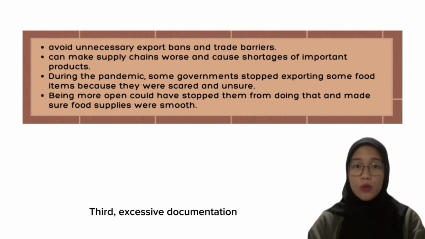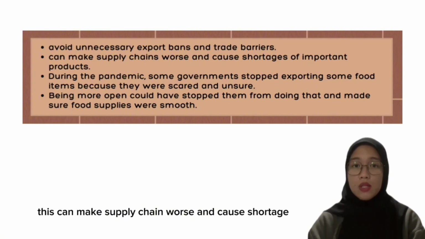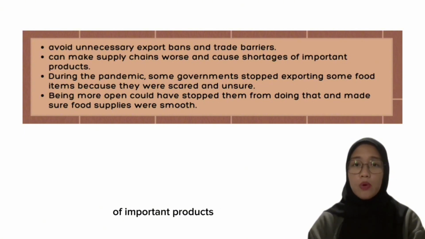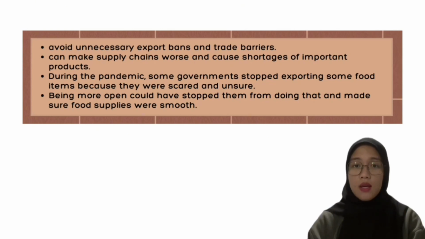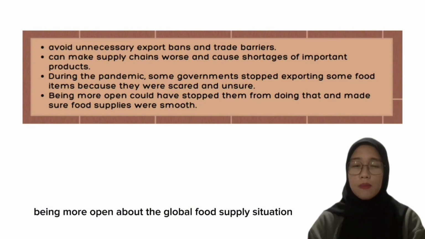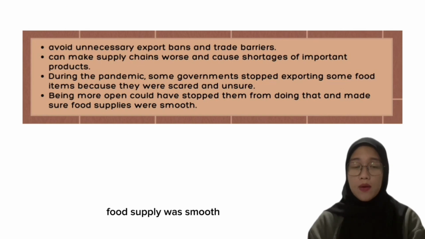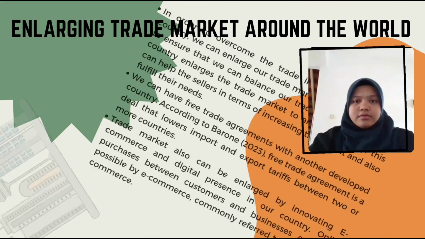Third, excessive documentation and lack of transparency can make traders feel challenged and unsafe. By being more open, we can help avoid unnecessary export bans and trade barriers. These can make supply chains worse and cause shortages of important products. A good example is the food industry. During the pandemic, some governments stopped exporting some food items because they were scared and unsure. Being more open about the global food supply situation could have stopped them from doing that and made sure food supply was smooth. Next, we move to the recommendation.